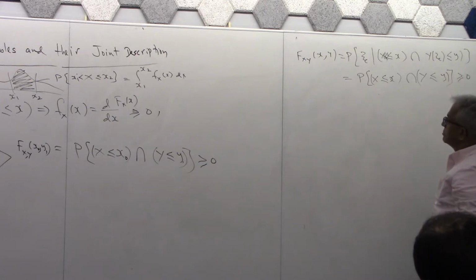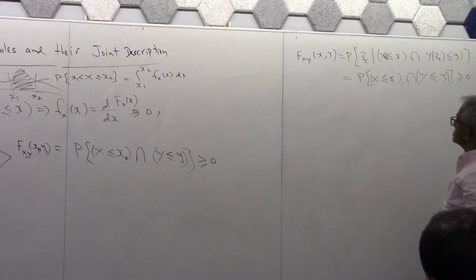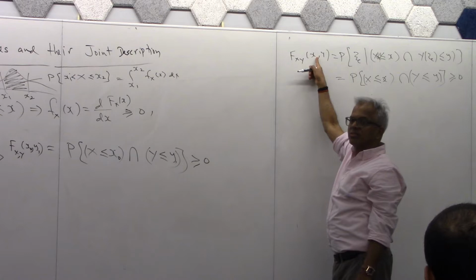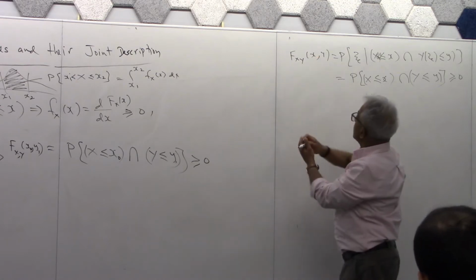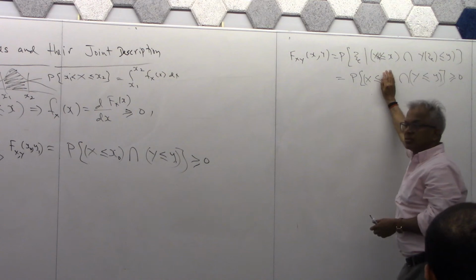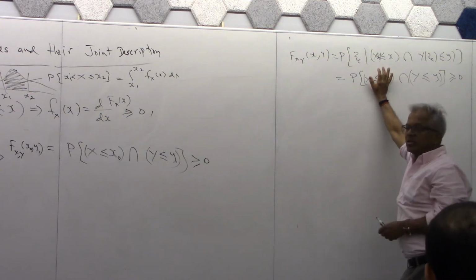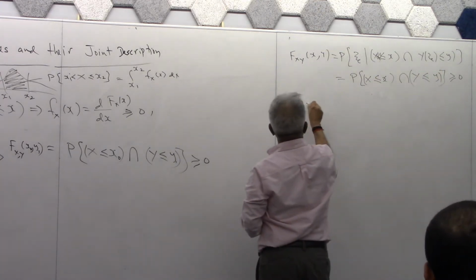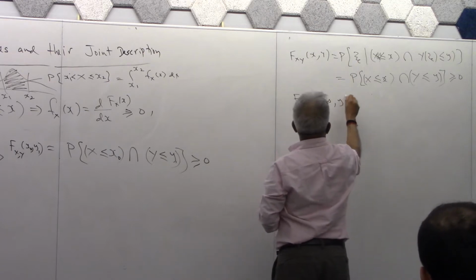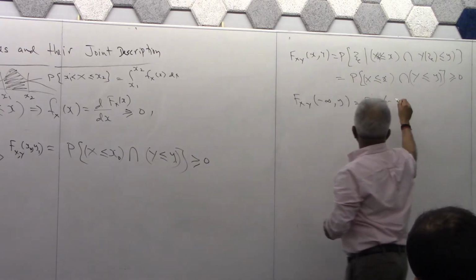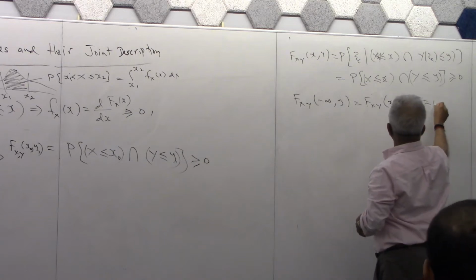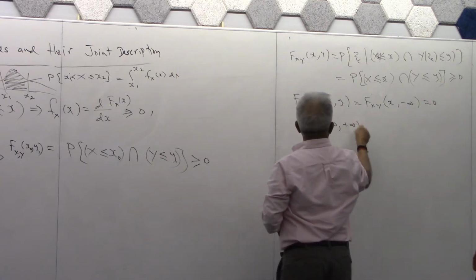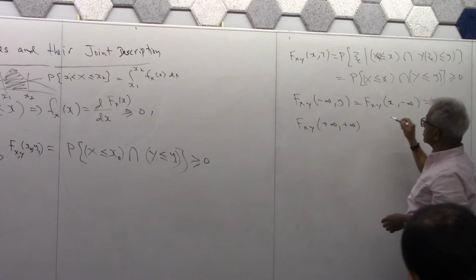So this is non-negative. And again, you can see what happens if you put any one of these variables to be minus infinity. If you put x equal to minus infinity, X less than or equal to minus infinity is the null set. Null set intersection with anything is null, so we get these relations: F_XY(minus infinity, y) and F_XY(x, minus infinity) are 0. What if you put both plus infinity? Because this is the whole set, that's 1, so that's easy.